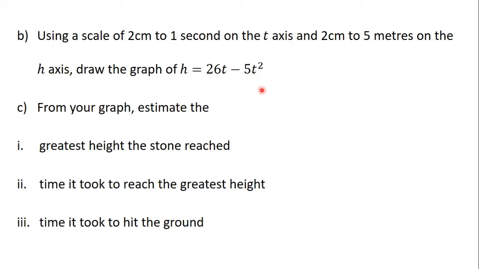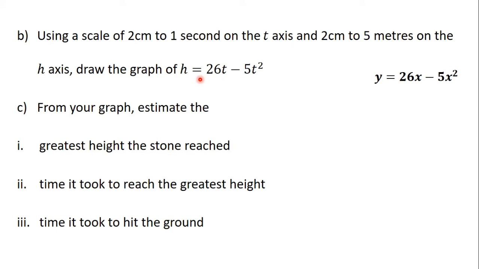Before we do that, let's consider something. In all the previous examples that we have solved, the variables in the relation given to us were x and y. So for example, in this relation, h would have been y and t here would have been x. In that case, we will have something like this: y is equal to 26x minus 5x squared.